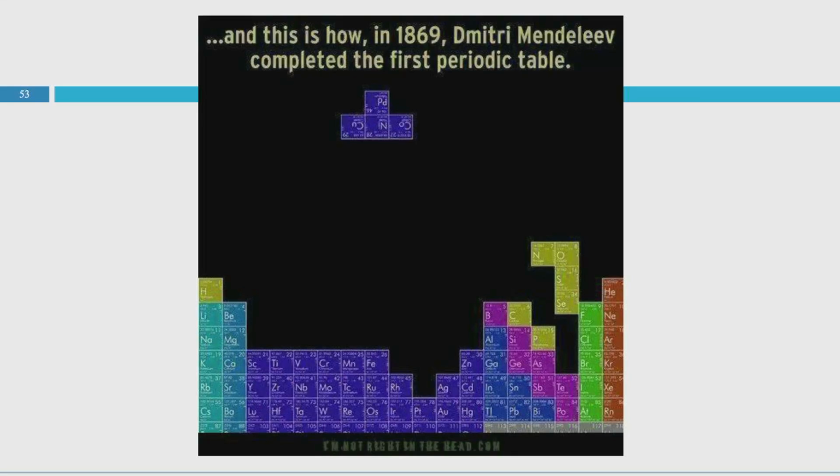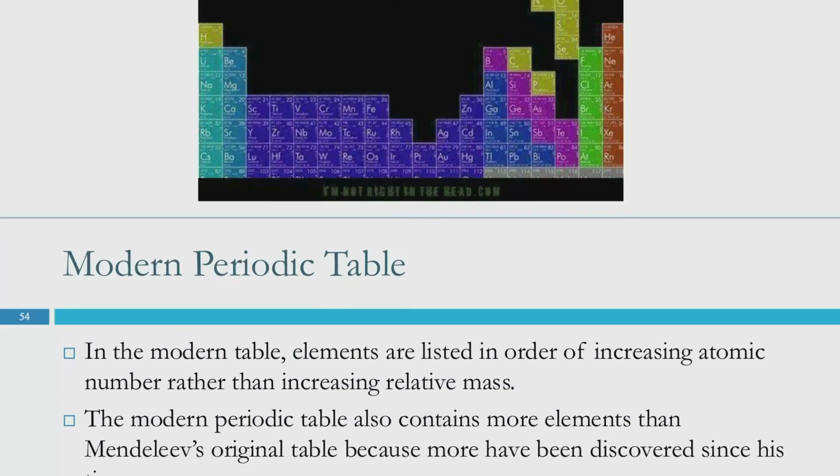And now we've got an ancient meme for you. And this is how, in 1869, Dmitry Mendeleev completed the first periodic table. It's a Tetris joke. It also doesn't really work because then they would all disappear, clearing rows and whatnot.